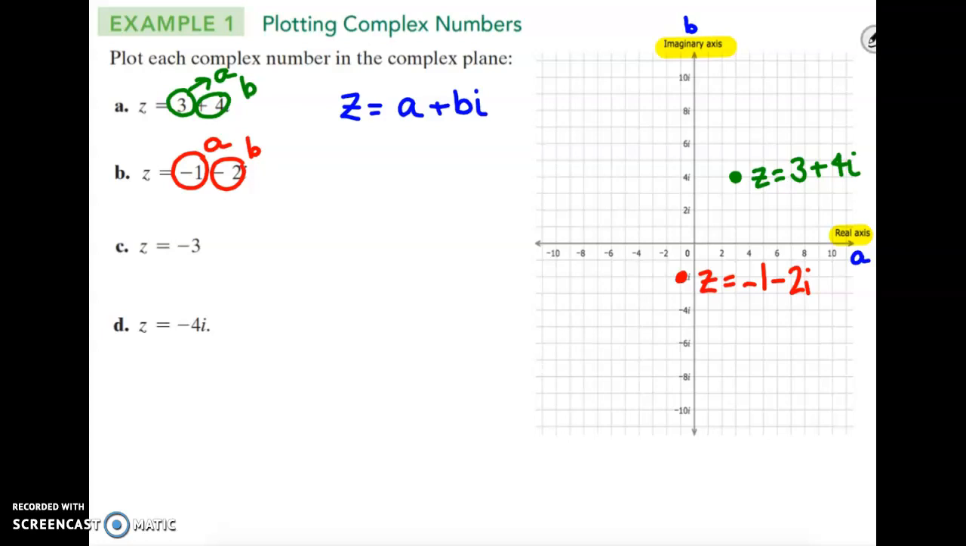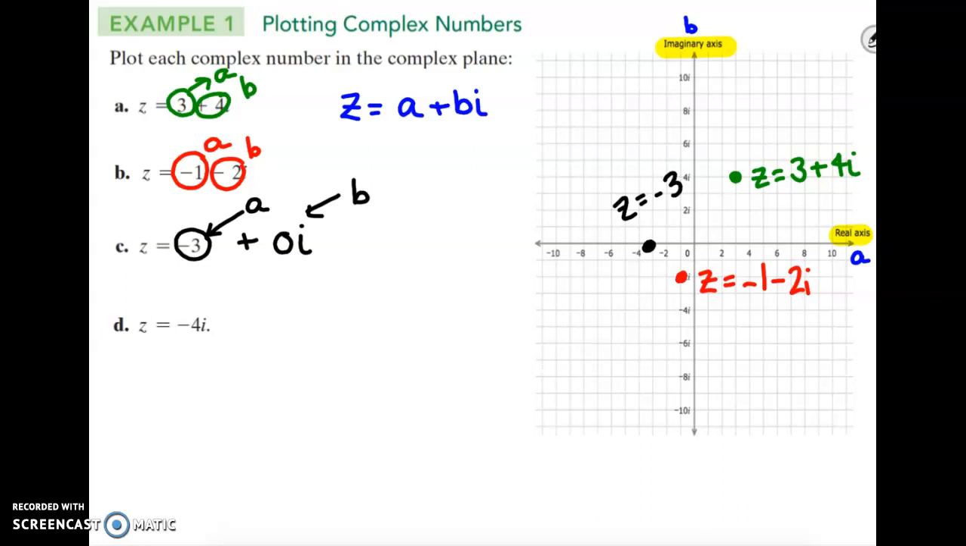Next one, example C. Example C has the real piece, but then there is no imaginary, so plus 0i. That's your B value. So we're going to go on the real axis left 3, so 1, 2, 3, and then we're not going anywhere on the imaginary axis. So we finish up on the horizontal axis. So this z value is negative 3.